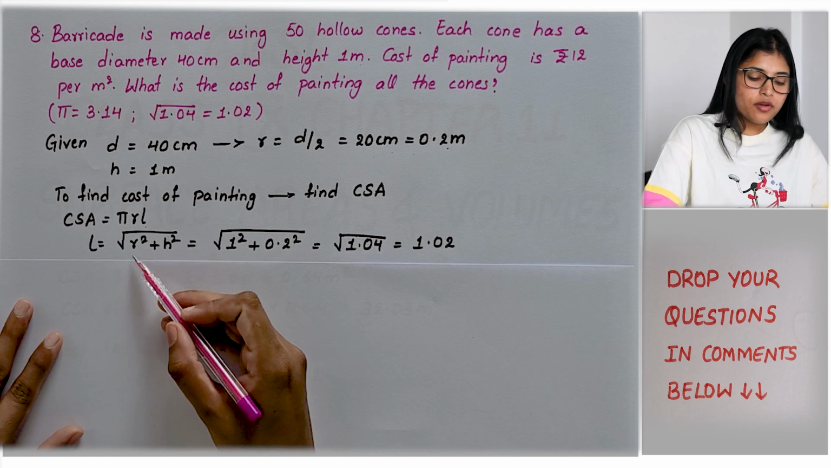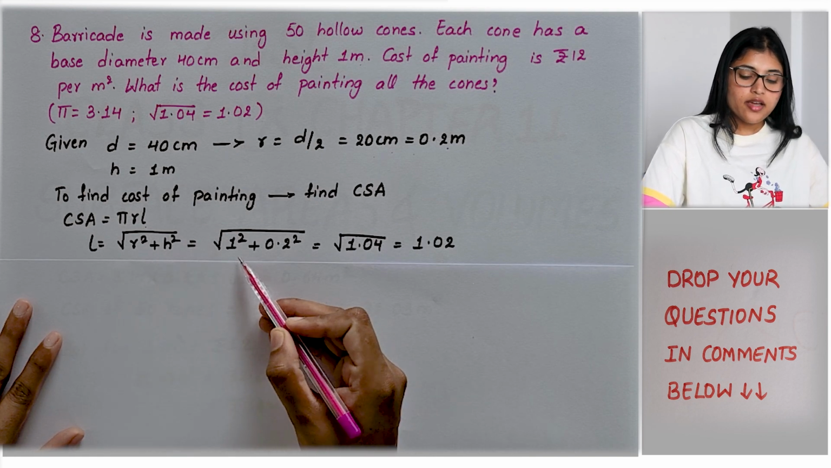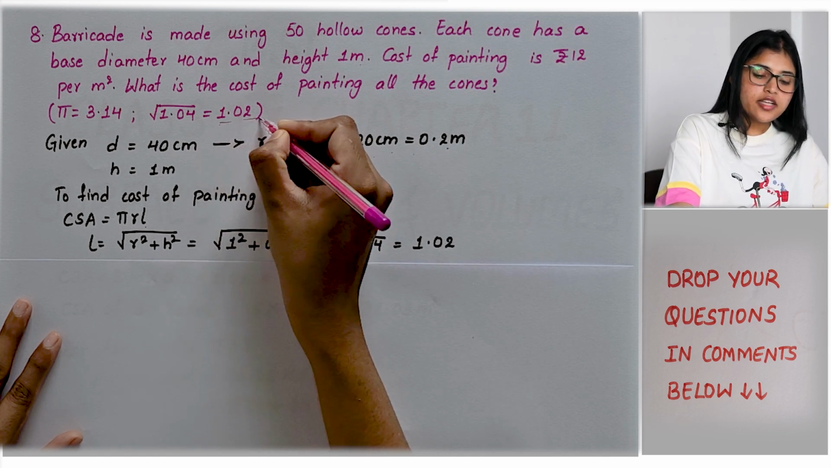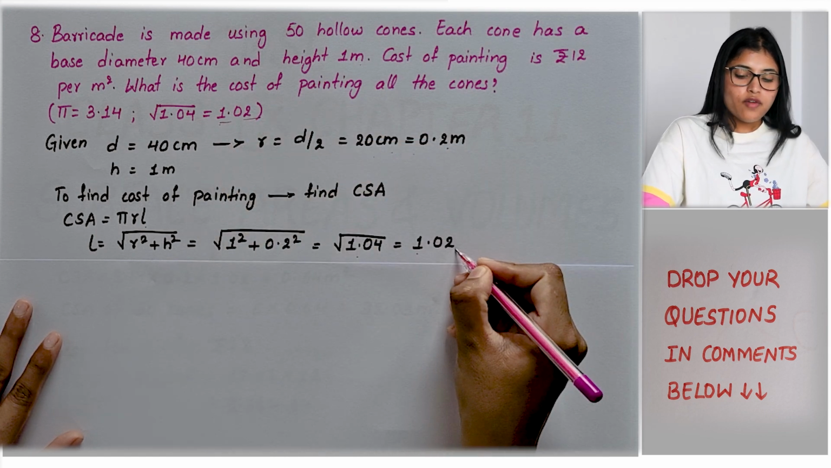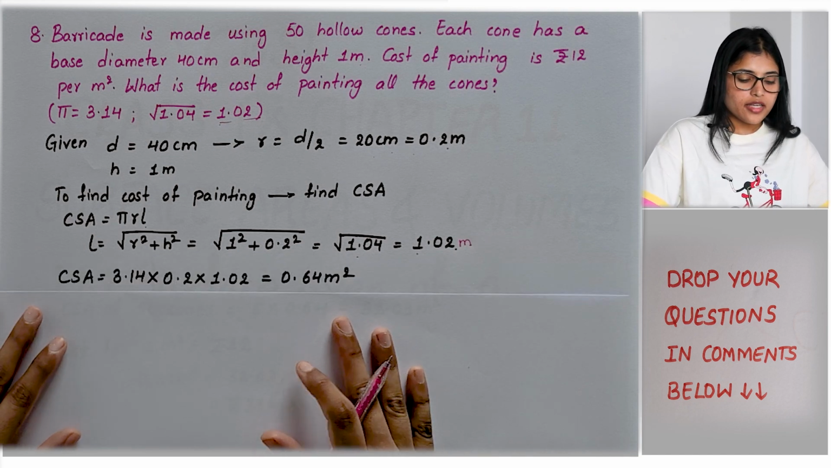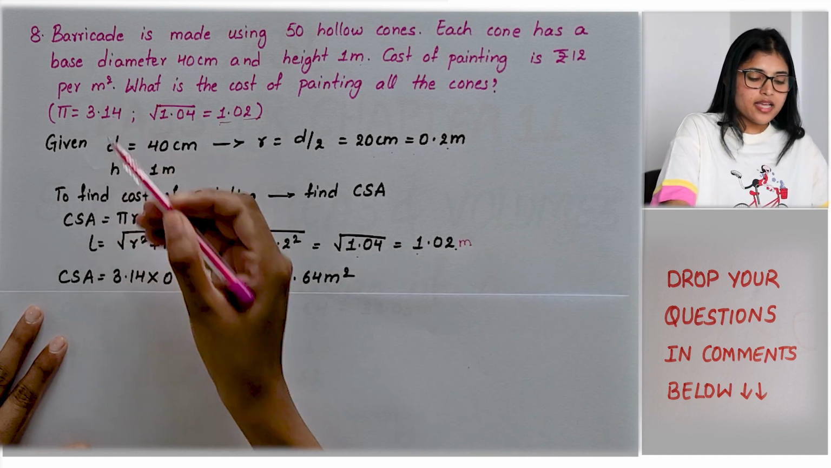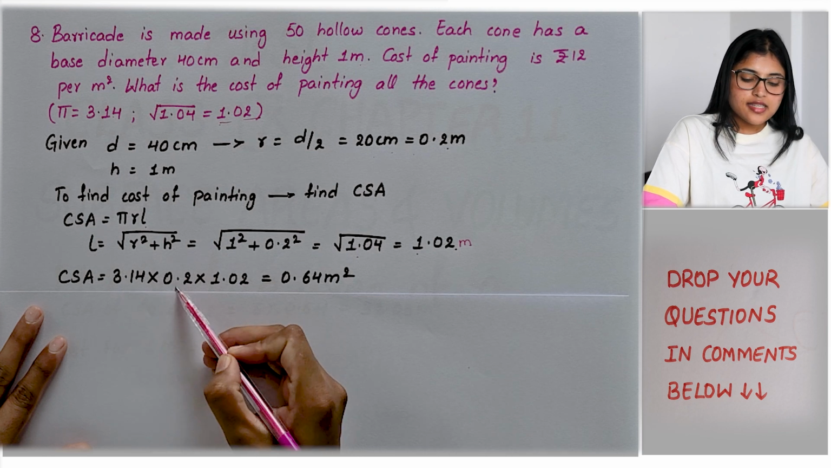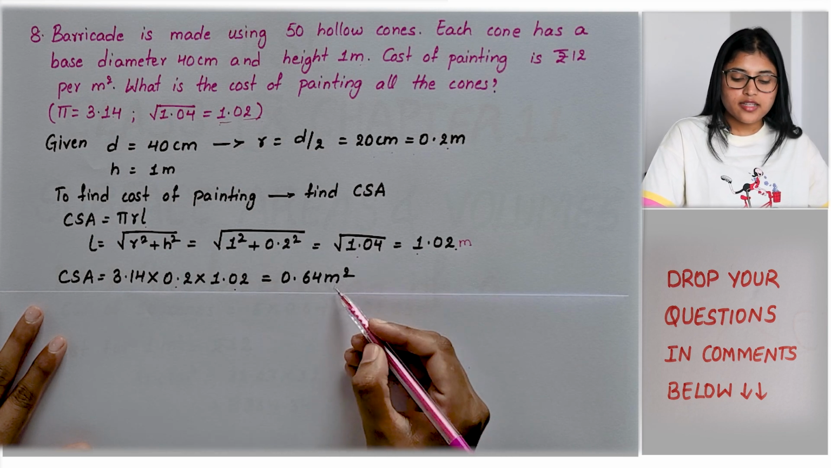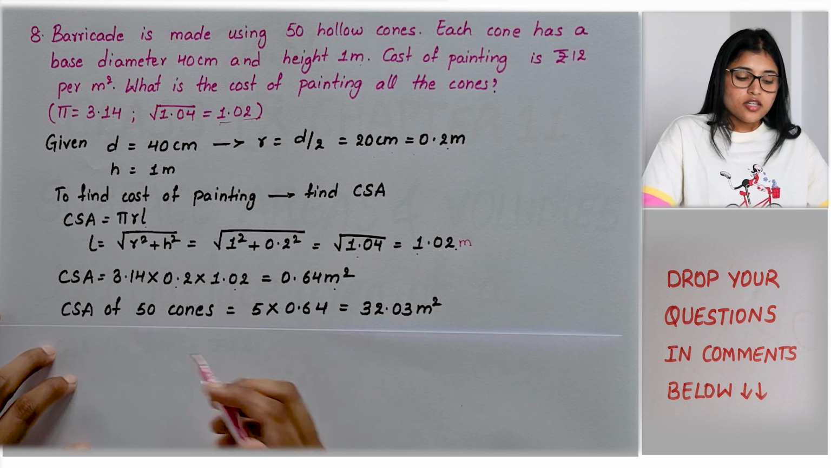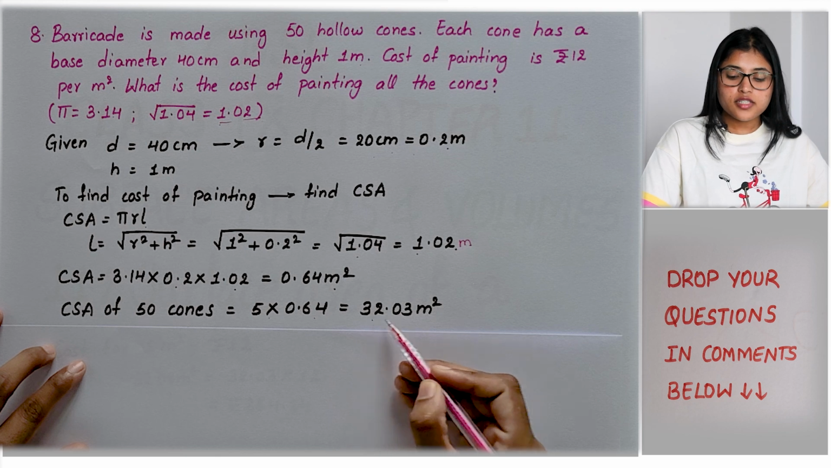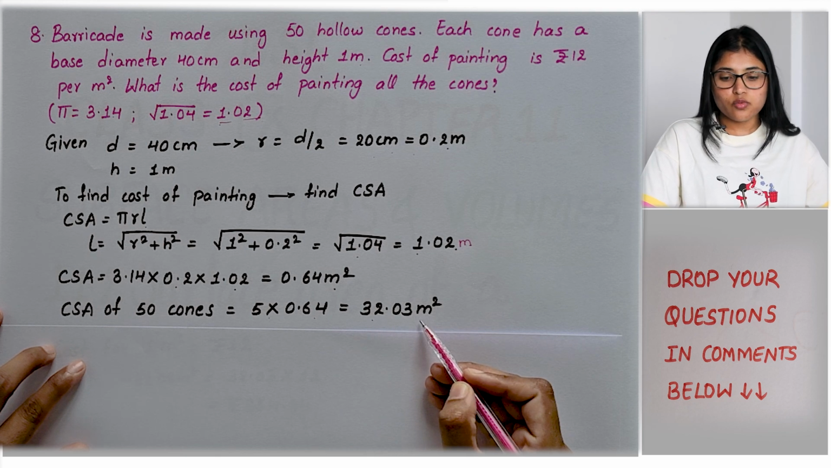So finding L from square root of r square plus h square, I get square root of 1.04. The value for this is given in the question as 1.02. So 1.02 meters is the slant height. Now finding curved surface area, taking pi as 3.14 and radius as 0.2 and slant height as 1.02, I get 0.64 meter square. Now curved surface area for 50 cones will be 50 into 0.64, which is 32.03 meters square.